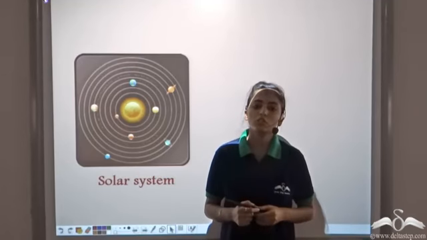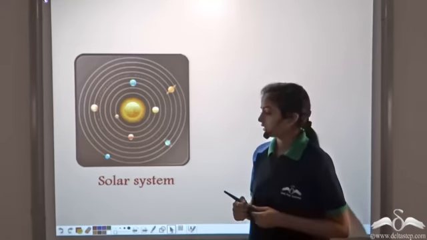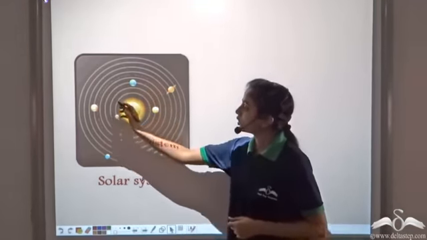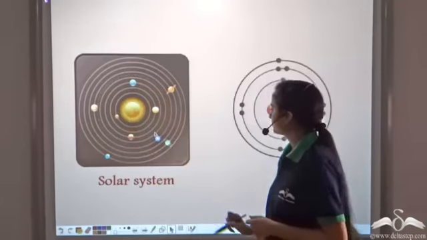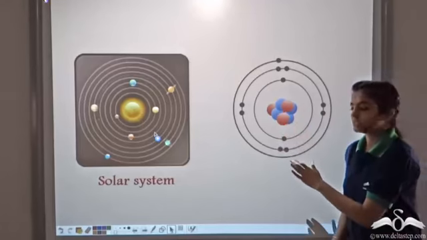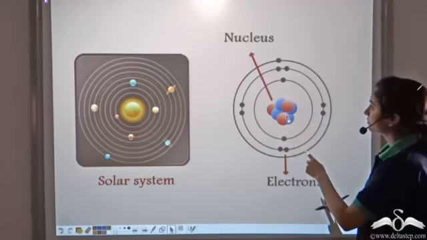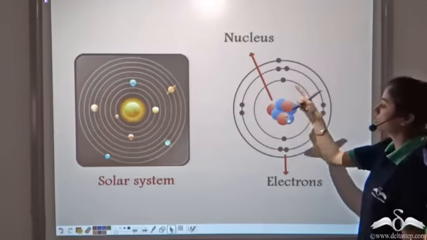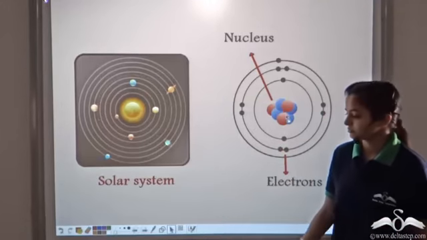So we have seen the history of discovery of an atom. The present accepted structure of the atom is compared to a solar system. Like the planets revolve around the sun in fixed orbits, similarly, this is the present accepted structure of the atom. So there is a nucleus in the center, and the electrons revolve around the nucleus in fixed orbits. So the present structure of the atom is compared to a solar system.